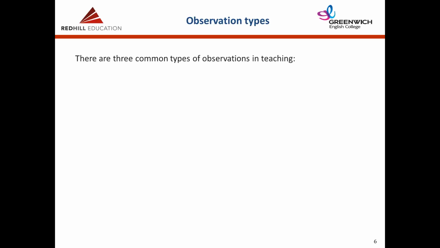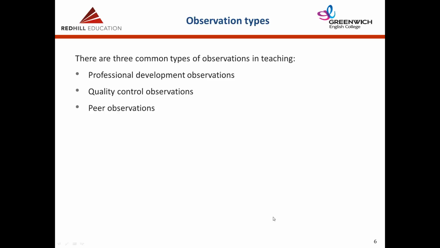Now, I'm going to go to some depth here. We're going to look at different types of observations, and really when it comes to teaching, and particularly in ELICOS, there's three really common types of observations. The first one is professional development observations. This is probably the central point of what we're going to focus on today. Another type is quality control observations, or checking standards of teaching. And a third kind is peer observations. So teachers watching other teachers.